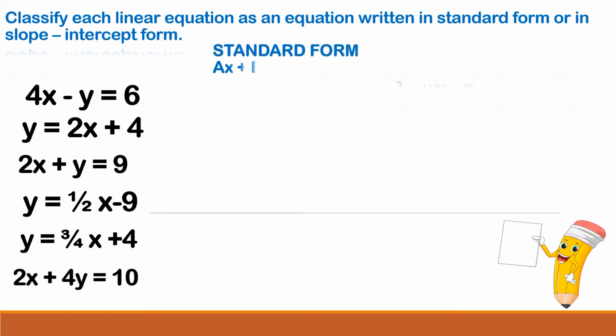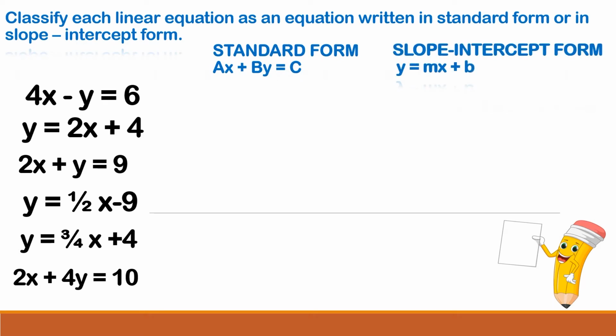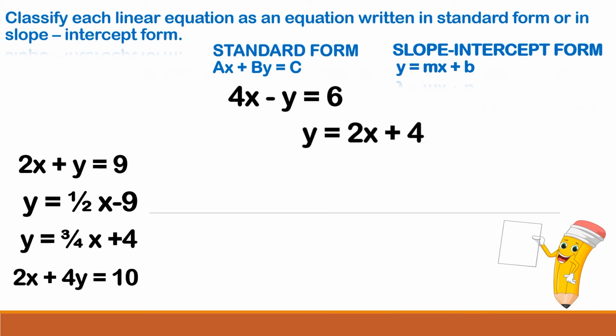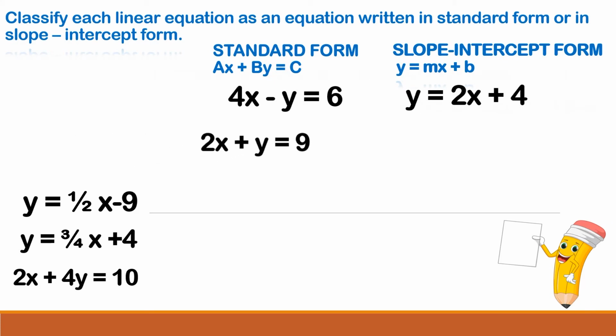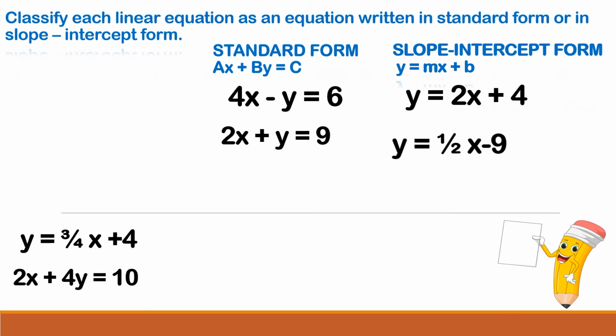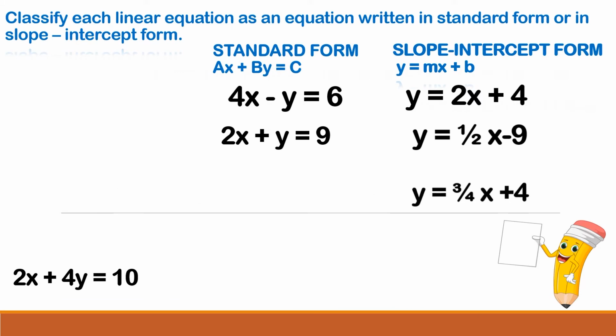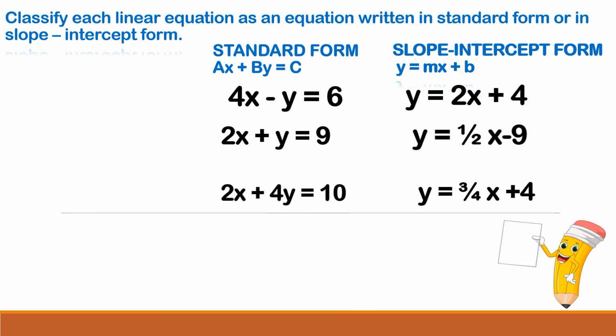For number 1, that is written in standard form. How about number 2? That is written in slope-intercept form. Number 3, that is written in standard form. For number 4, that is written in slope-intercept form. And for number 5, that is also written in slope-intercept form. For number 6, we have the standard form of the linear equation.